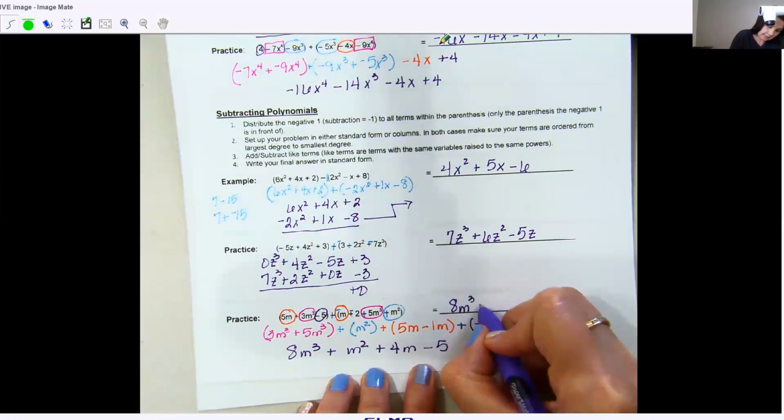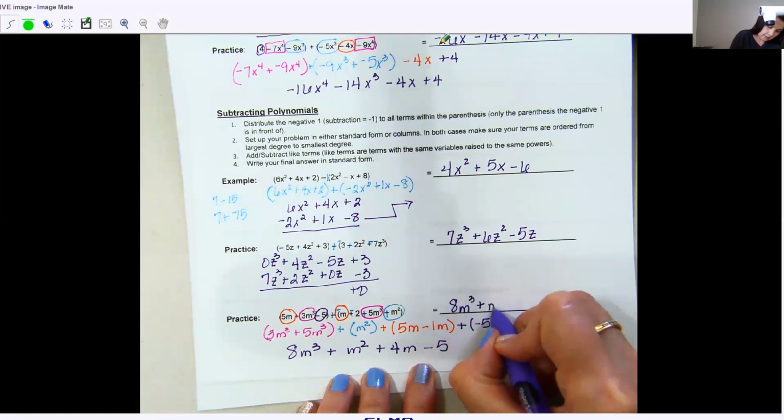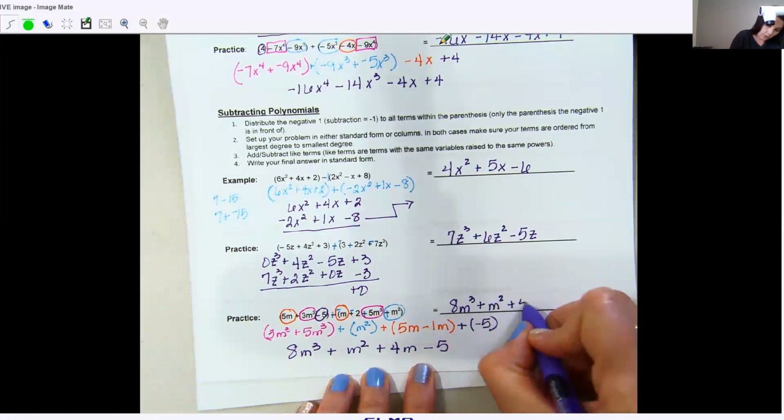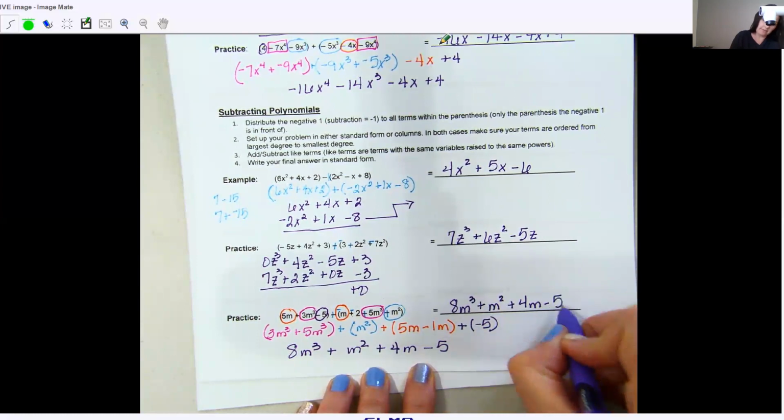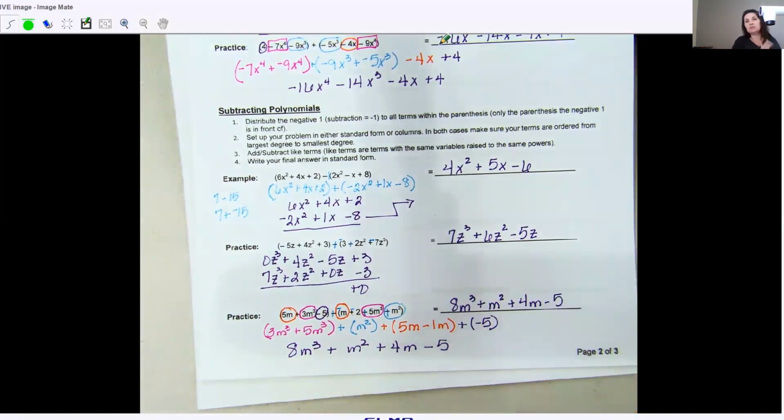So my final answer is 8m cubed plus m squared plus 4m minus 5. Okay. And that's what you should have gotten.